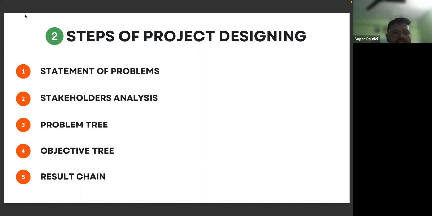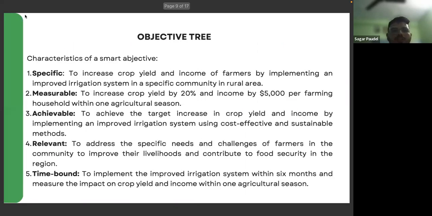And in the result chain, we will talk about the input we put into the project, the activities we have done, and we need to mention the outcomes and the impact, which I talked about in the previous slide. So this is all about the steps of project designing. I have just mentioned an example. And next we talk about the objective.